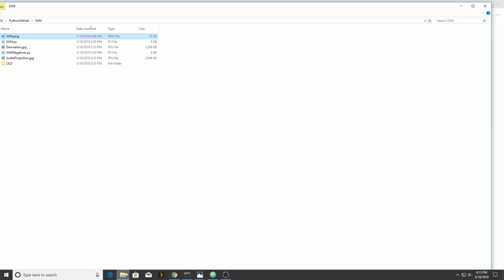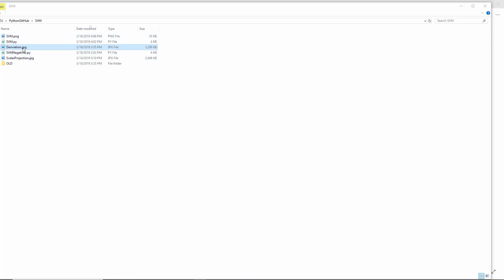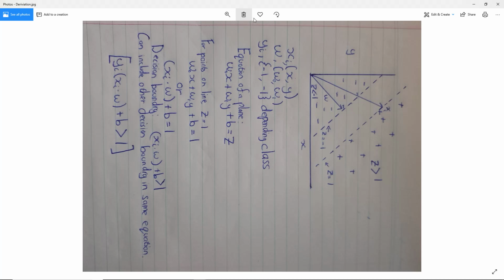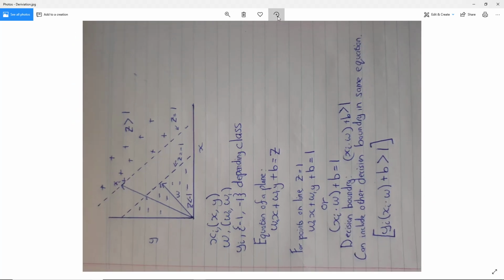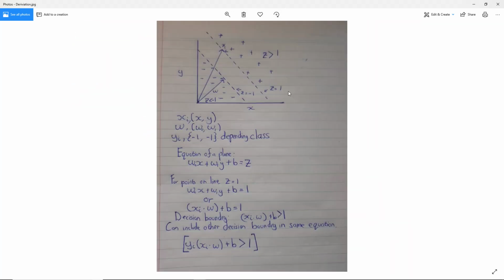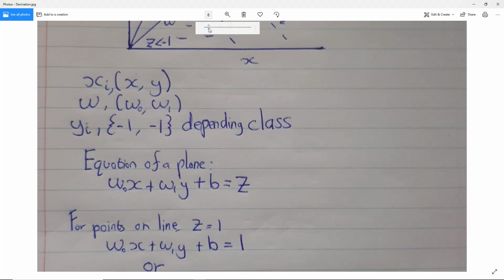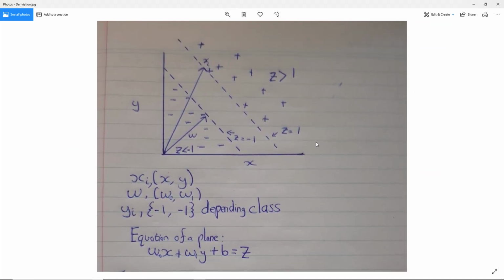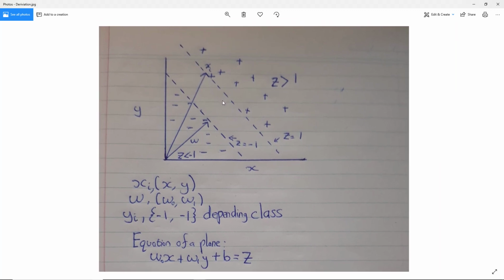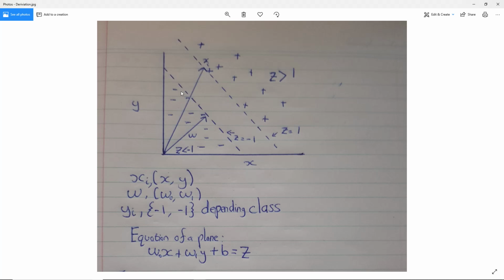Okay, let's head to the derivation. Here we go. Let's zoom in here. So this is my neat drawing of what we're talking about. We have the streets here. These are support vectors, z equals 1 and z equals -1. These are positive data up here, designated by plus signs, and these are negative data down here, designated by negative signs.